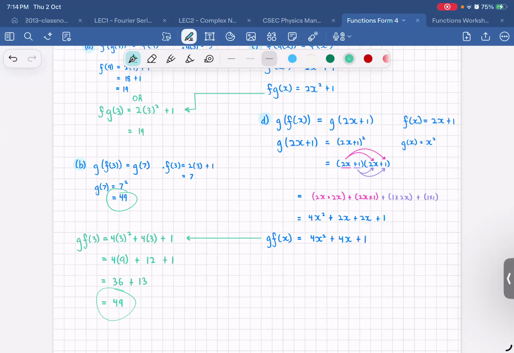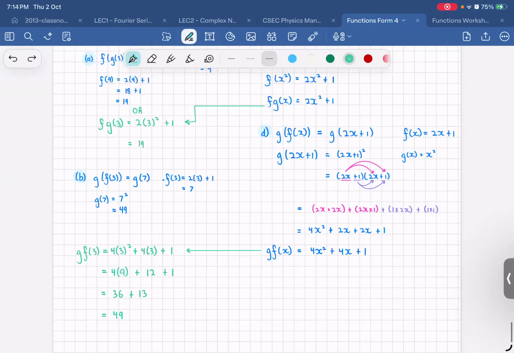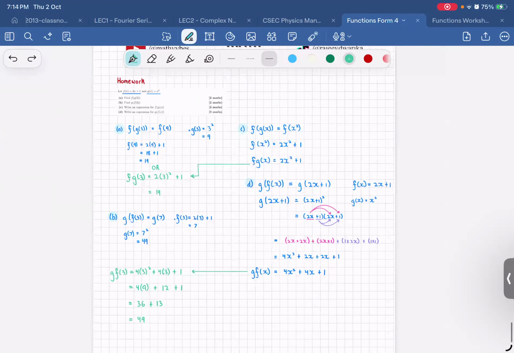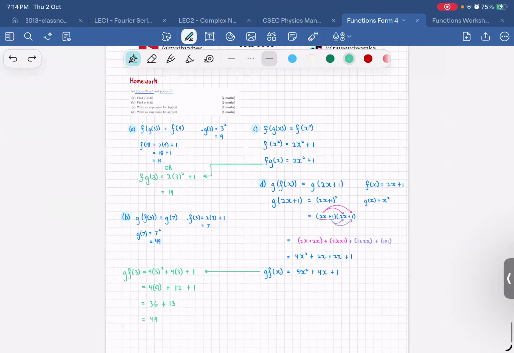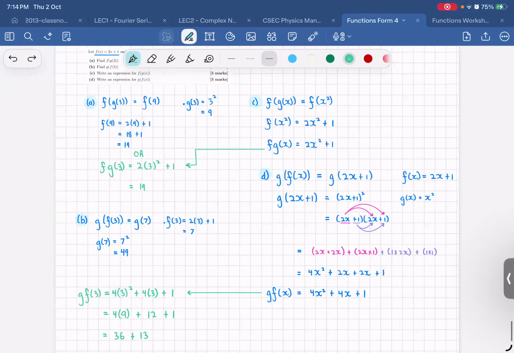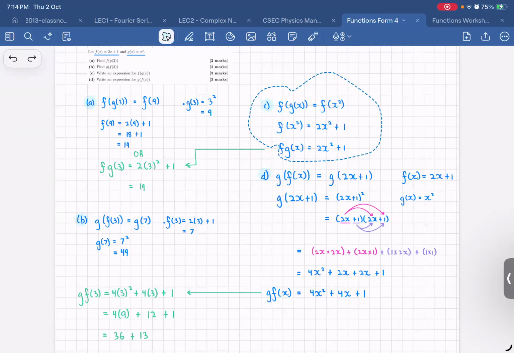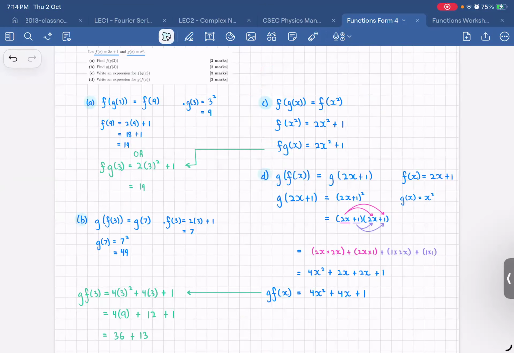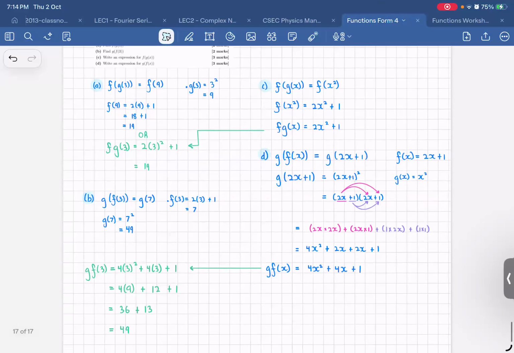Have you seen it? Get the same answer. Yeah. So maths is very cool. Contrary to beliefs, maths is actually very cool. Like when you understand it, it's very cool. It's like wow. Yeah. Nice.